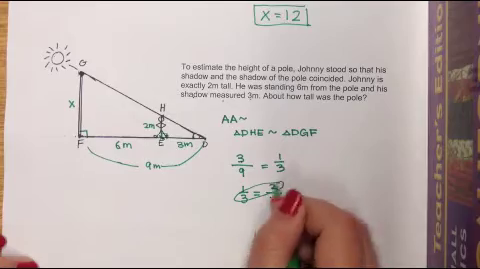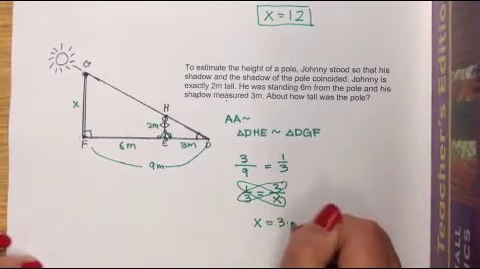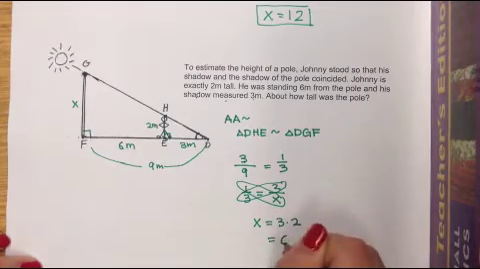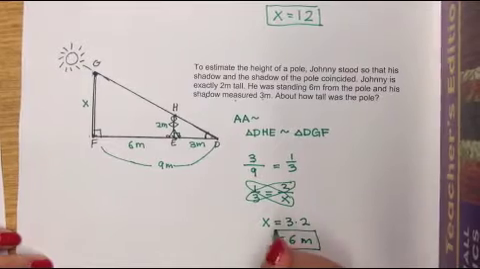Cross multiply, we have x is equal to 3 times 2, which is 6 meters. So that's the answer.